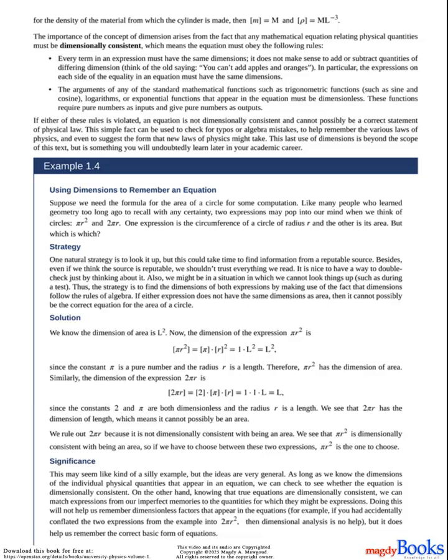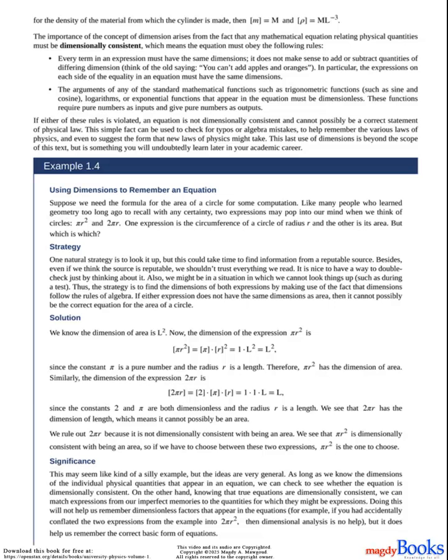Similarly, the dimension of the expression 2 pi r is [2 pi r] = [2] · [pi] · [r] = 1 · 1 · L = L. Since the constants 2 and pi are both dimensionless and the radius r is a length, we see that 2 pi r has the dimension of length, which means it cannot possibly be an area. We rule out 2 pi r because it is not dimensionally consistent with being an area. We see that pi r squared is dimensionally consistent with being an area, so if we have to choose between these two expressions, pi r squared is the one to choose.